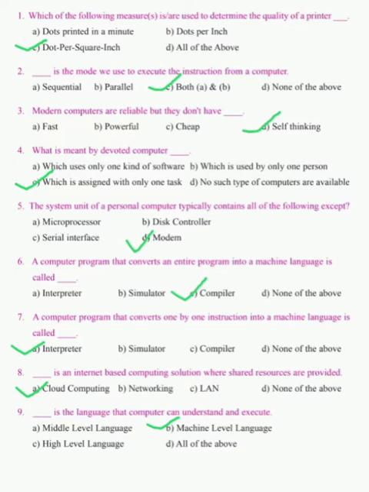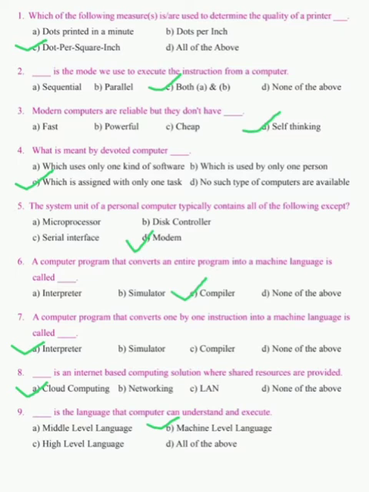A computer program that converts an entire program into machine language is called dash. A. Interpreter. B. Simulator. C. Compiler. D. None of the above. Answer: Compiler.